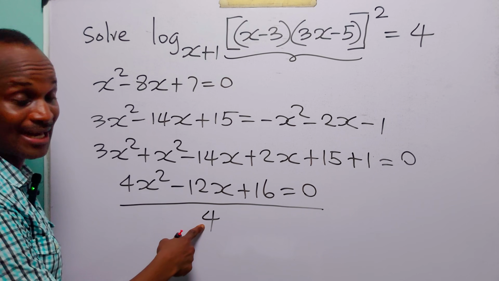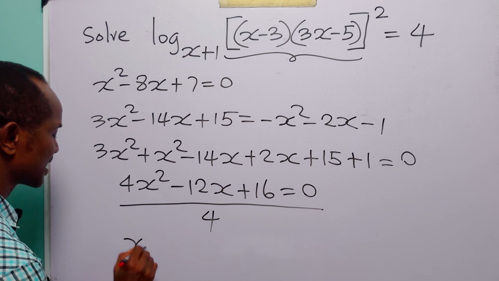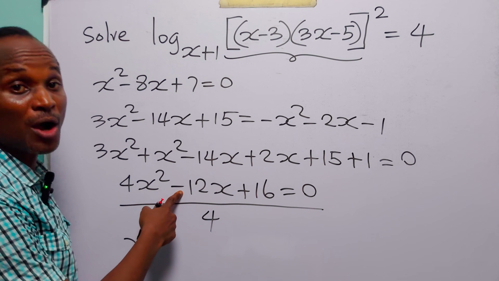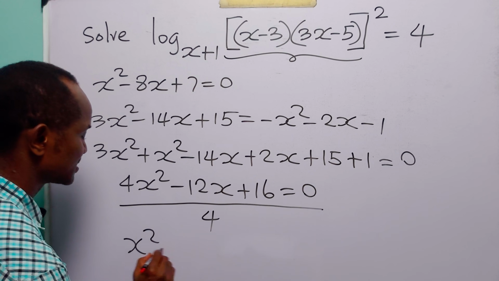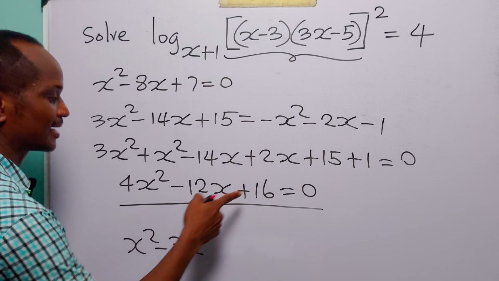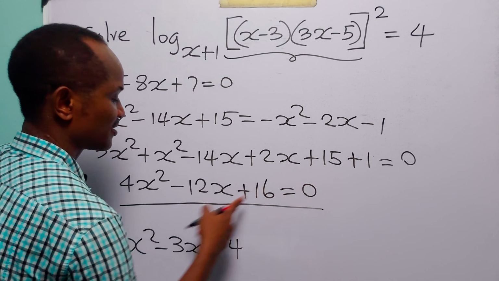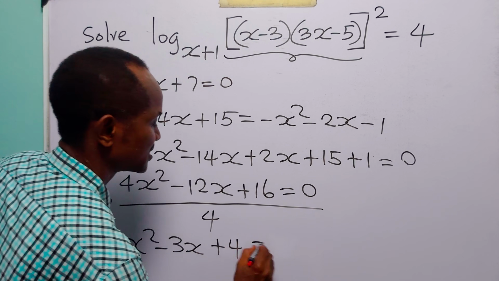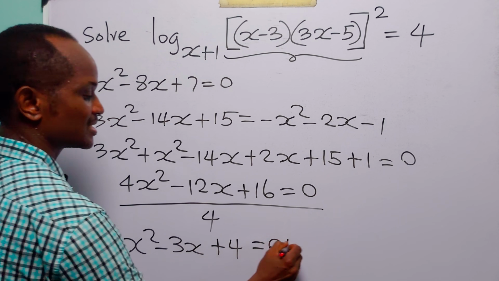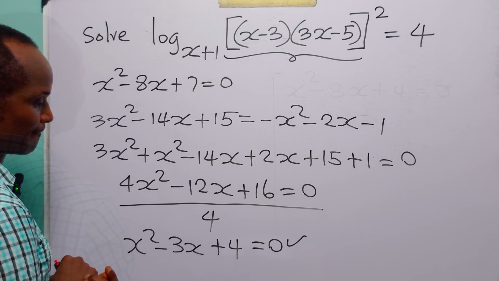4x squared divided by 4 is going to give us x squared. Minus 12x divided by 4 is minus 3x. And 16 divided by 4 is 4. Now 0 divided by 4, of course, is equal to 0. This is the second equation.